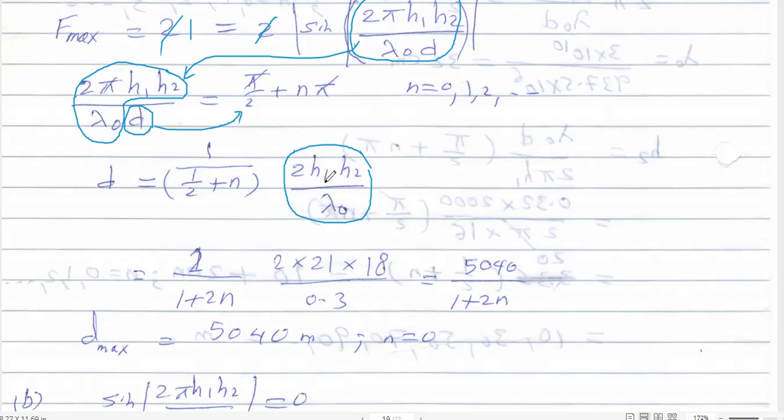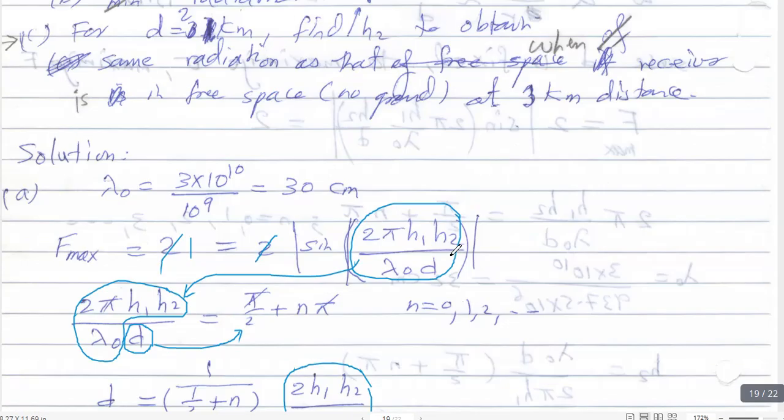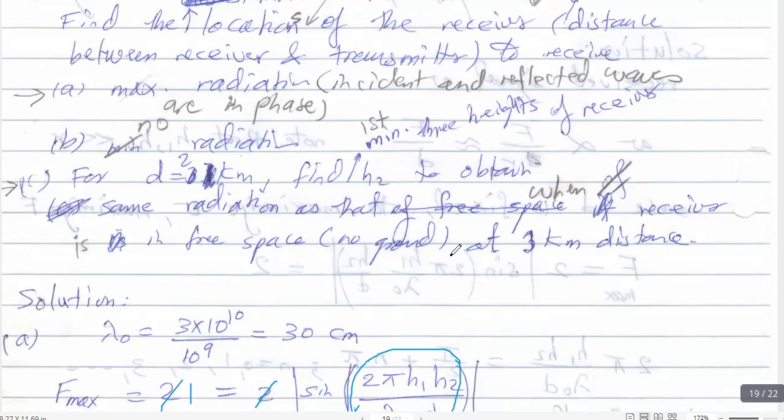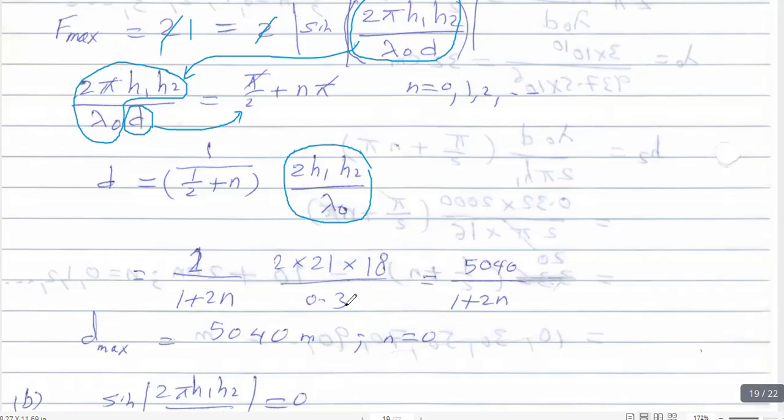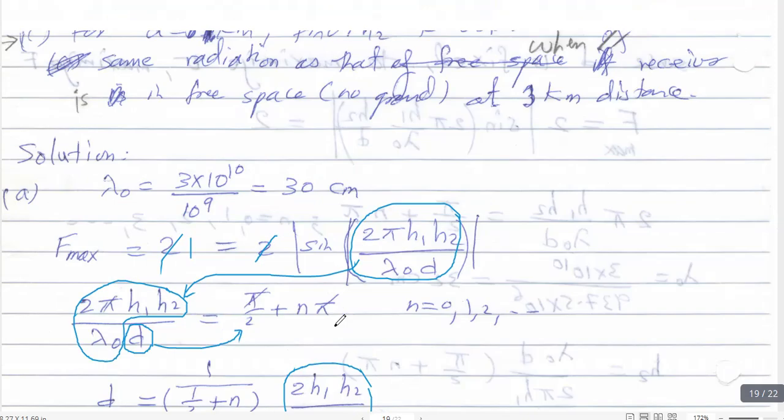We substitute for h1 is 21 meters and h2 is 18 meters and lambda naught is, for 1 gigahertz, 30 centimeters, the wavelength, or 0.3 meters, and we obtain this equation. D is equal to this. D is maximum when n is minimum. N is minimum means n is equal to 0. When you put n equal to 0, the maximum distance is 5040 meters. That's part A.